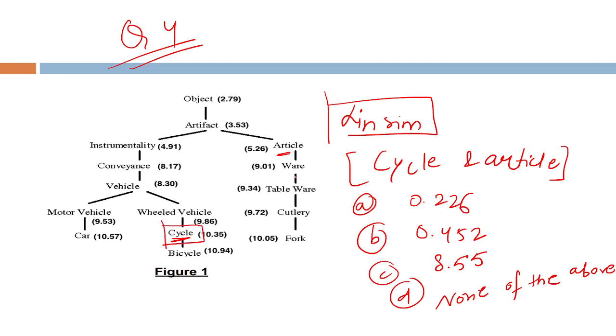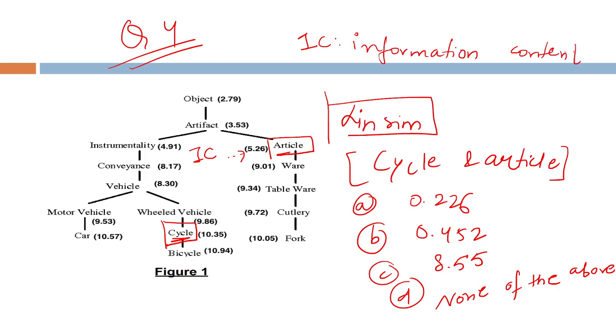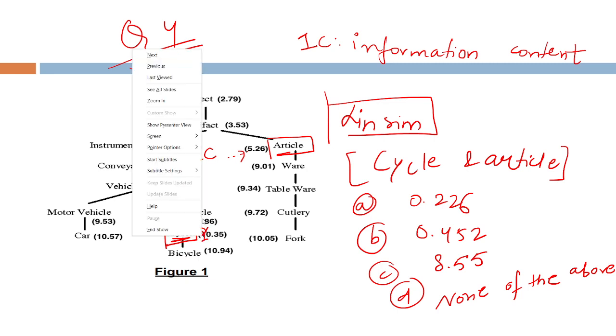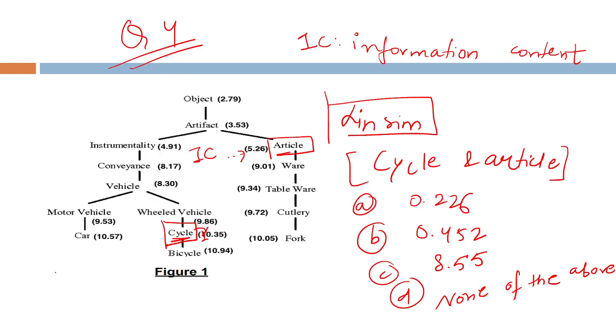Between the cycle and article. This value is the information content. IC refers to the information content. For cycle, the information content is 10.35. Do not take it as 9.86. Put your answers in the chat box. Solve it quickly and put your answers in the chat box.